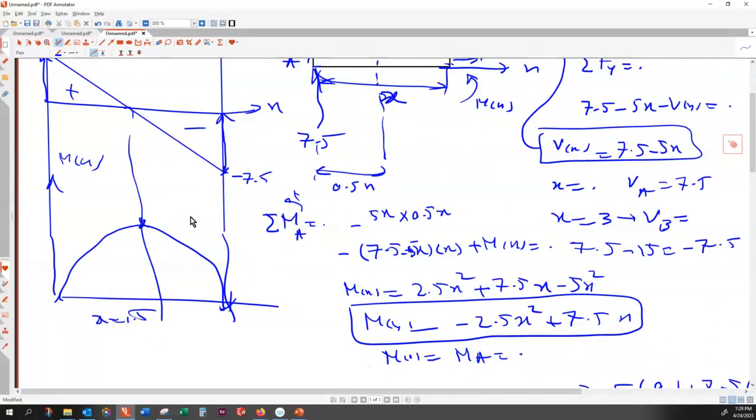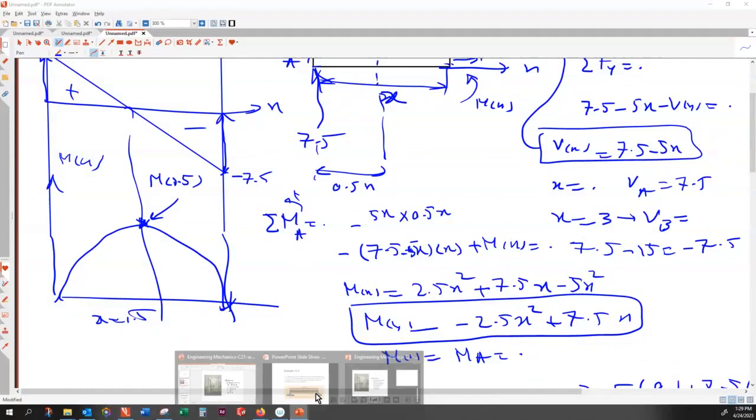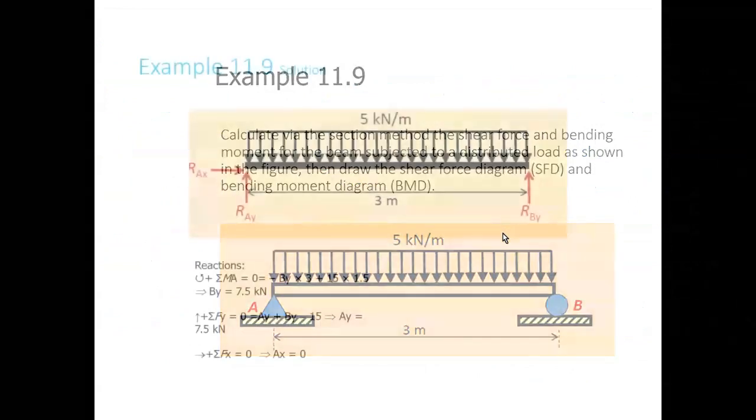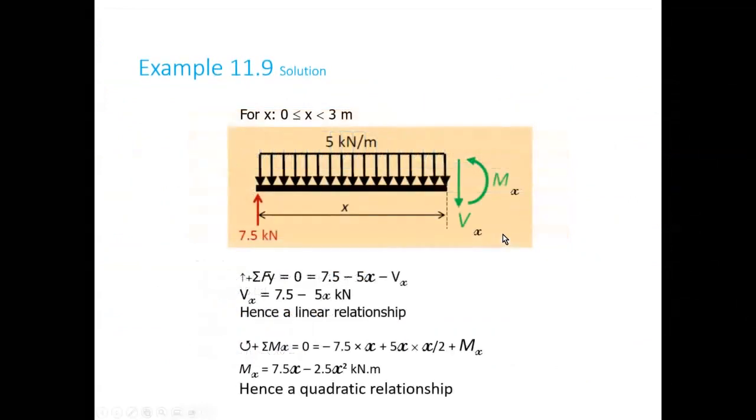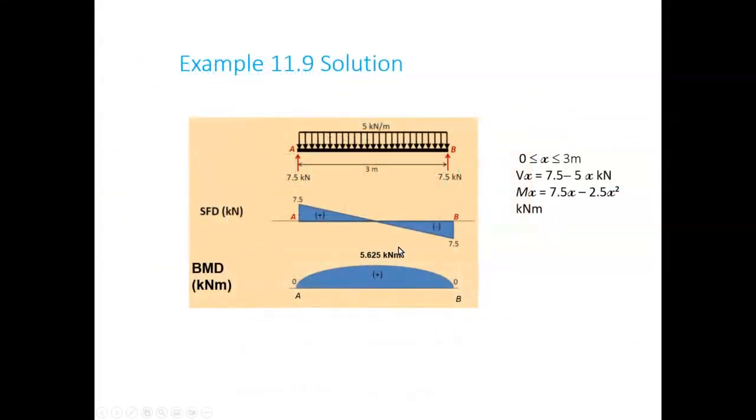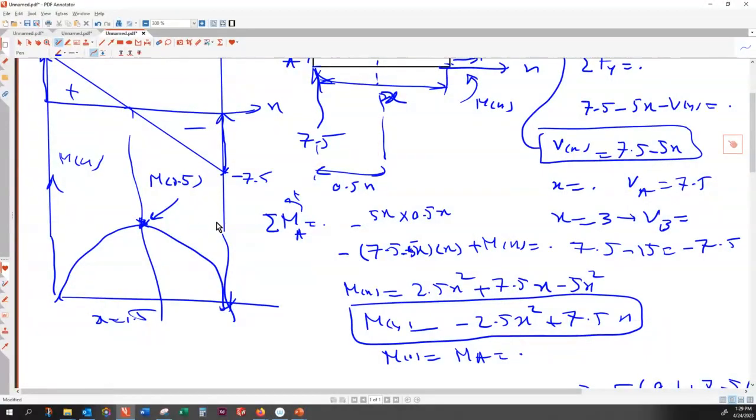So if I plug x equal to 1.5, that is the amount of the maximum bending moment right in the middle. So that's being calculated here for you, which is right in the middle, you get 5.625. And the unit is Newton meter.